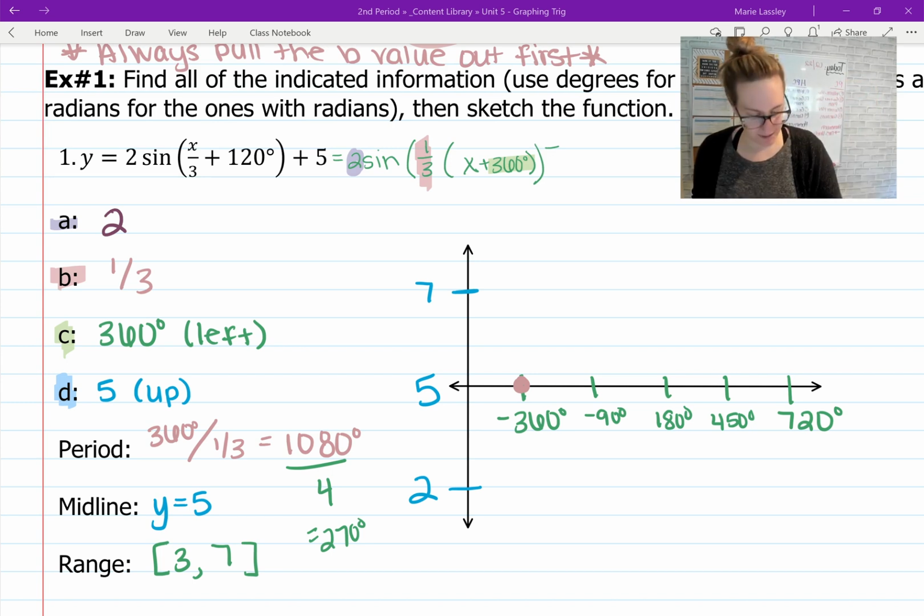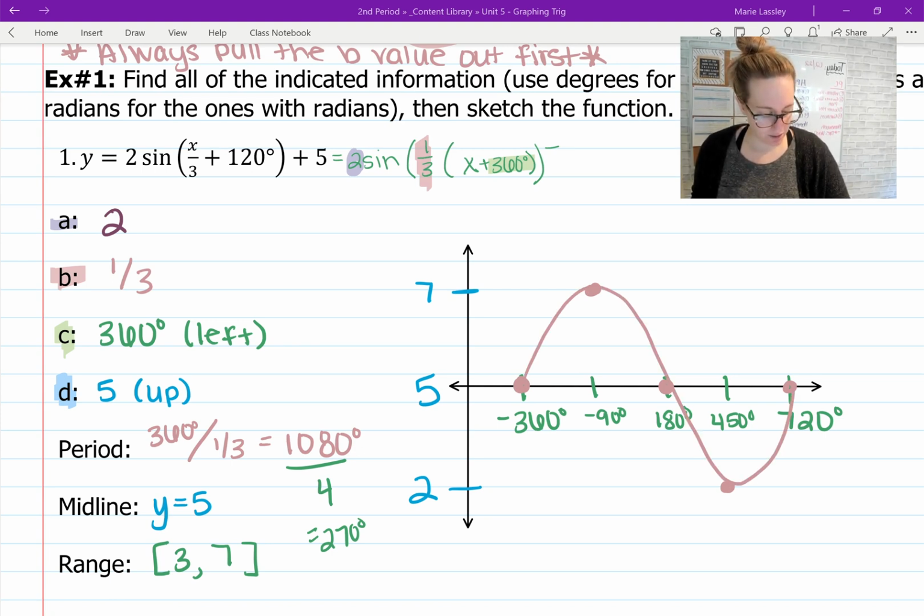Now I'm going to go up to 7, back down to my midline, down to my min, which is 2, and then back up to my midline. There's my sine shape, and then I connect my dots, and there's my sine graph.